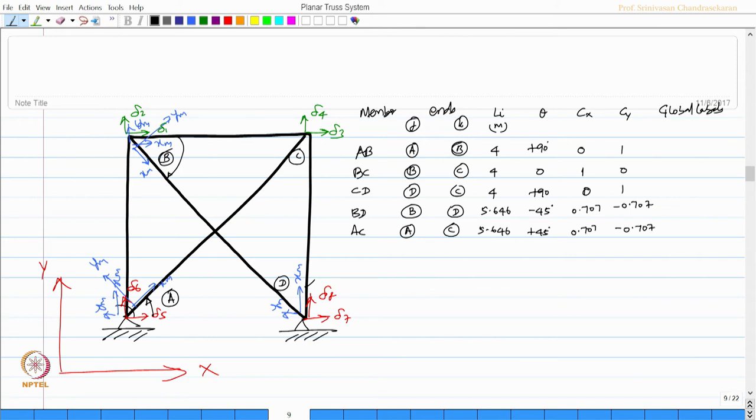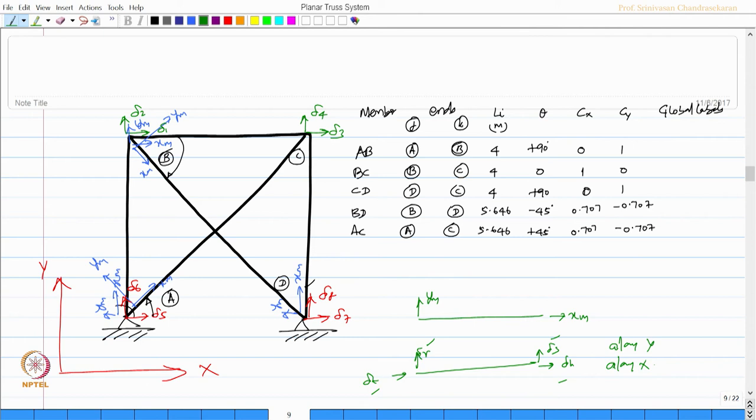Okay, let us look at the global labels. Please compare a standard truss element which will have XM and YM. The degrees of freedom are R, S, T and H, is it not? So, first two labels are along Y, the second two labels are along X, correct?